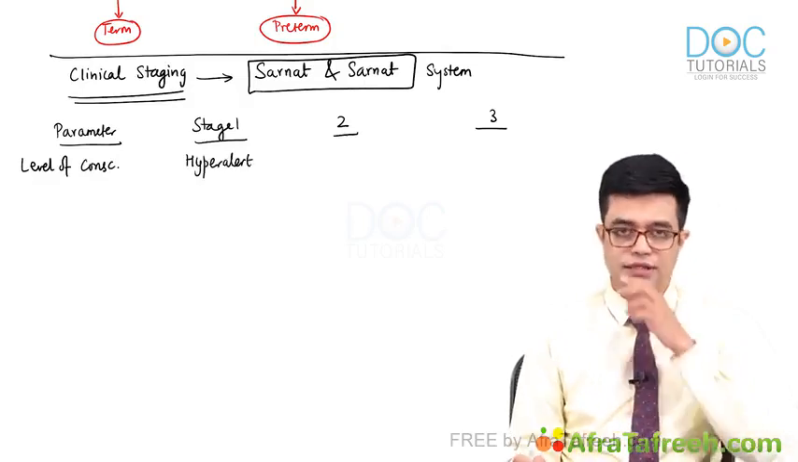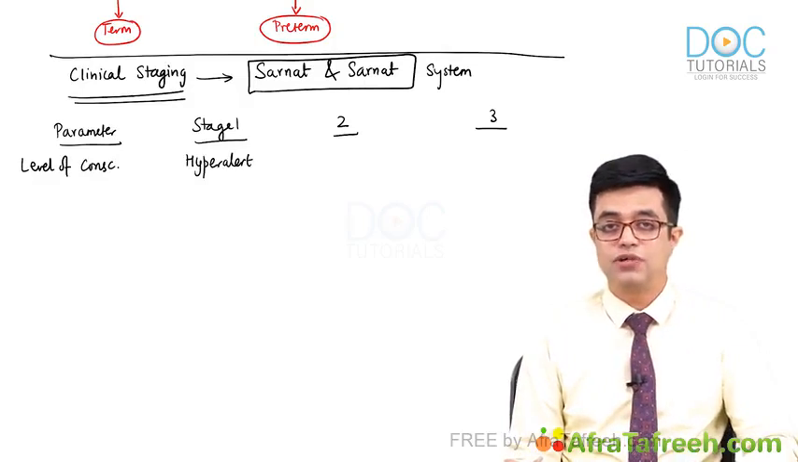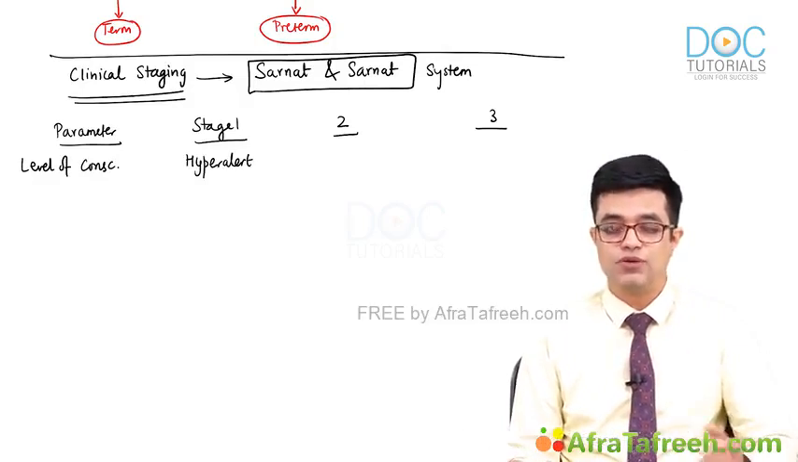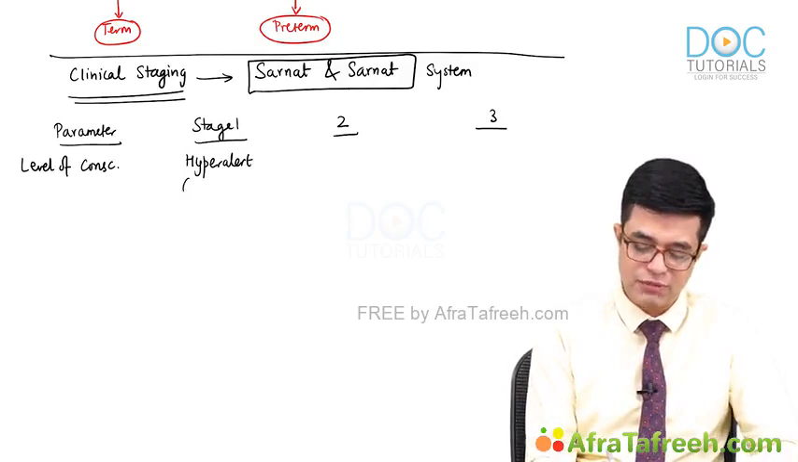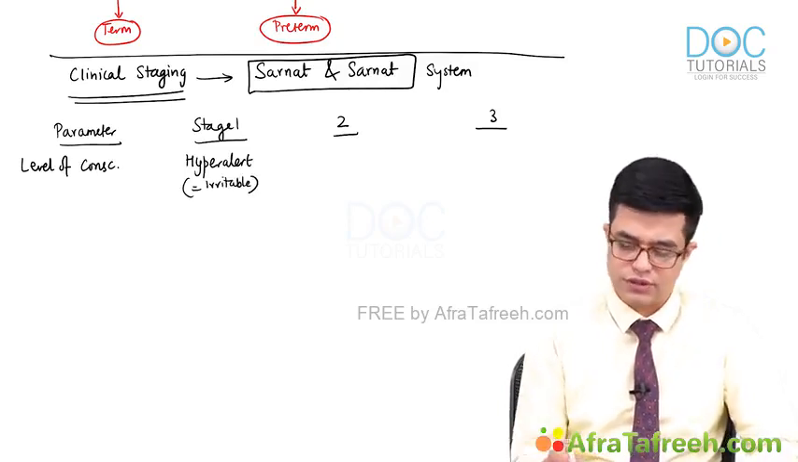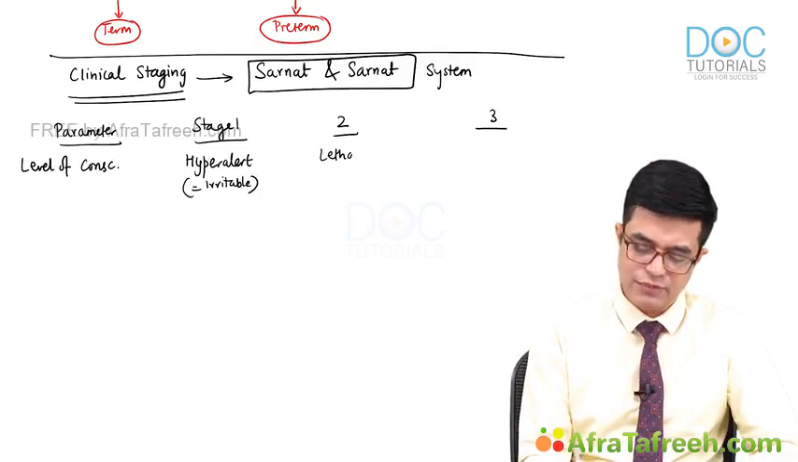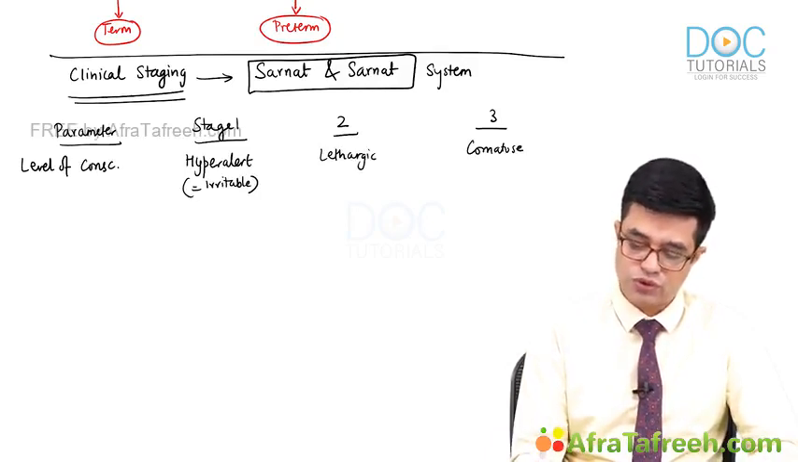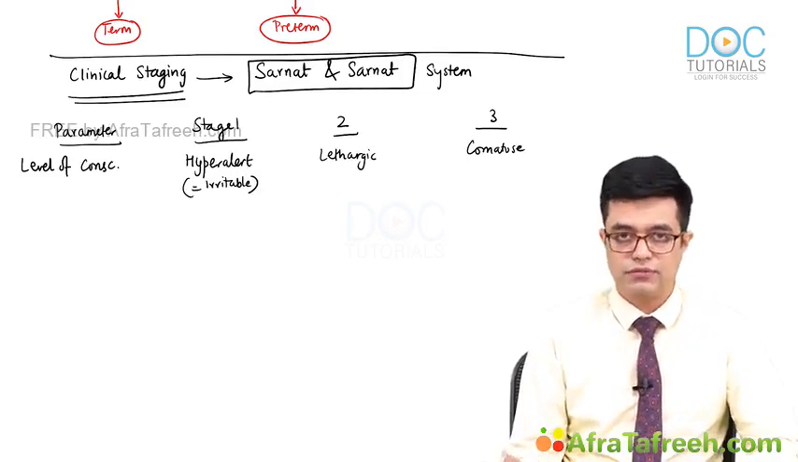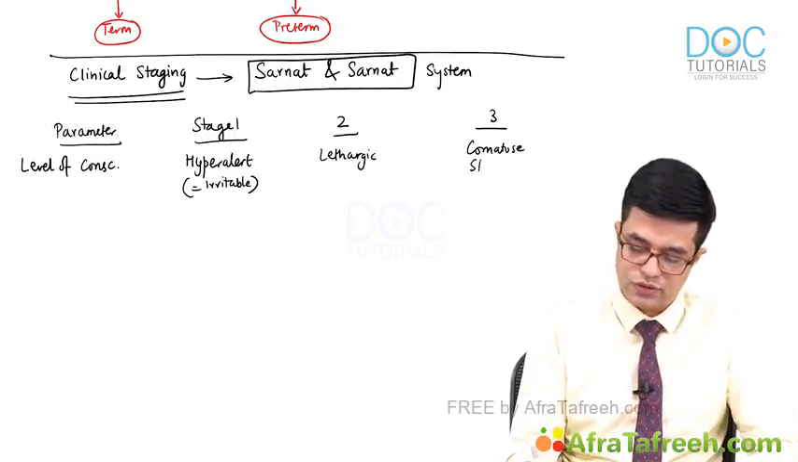Now a lot of people ask, sir, what is hyper alert? Hyper alert does not mean the child has some superpower. Hyper alert simply means an irritable child. He is over responsive to the external stimulus. Stage 2, the child will become lethargic. Stage 3, the child will become comatose or unconscious. Stupor is also a feature of stage 2.